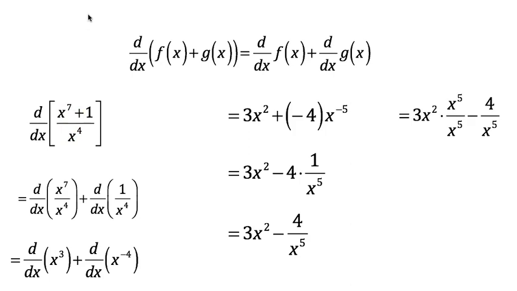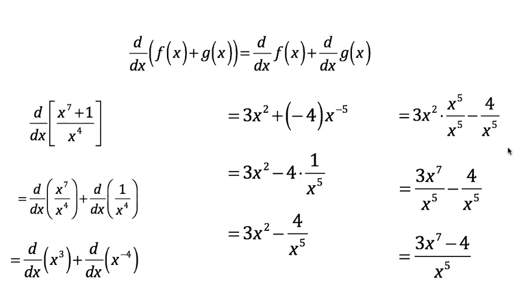Now, I can get a common denominator if I want, and some computer adaptive learning systems insist on that. So the common denominator with these two things is x to the 5th. So I'm going to multiply that first piece by x to the 5 over x to the 5. That's just 1. So the first piece gives me 3x to the 7th over x to the 5th minus 4 over x to the 5th. And then we could express it as a single fraction with a common denominator of 3x to the 7th minus 4 over x to the 5th. This answer is correct. This answer is correct. It just depends on how one defines simplification to determine which one is preferred.